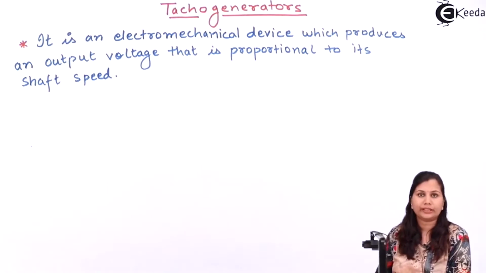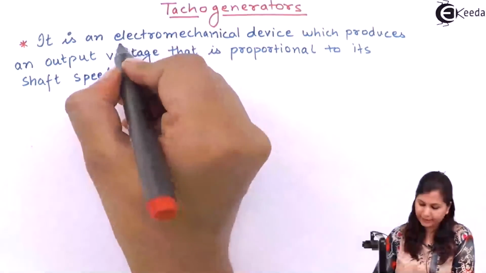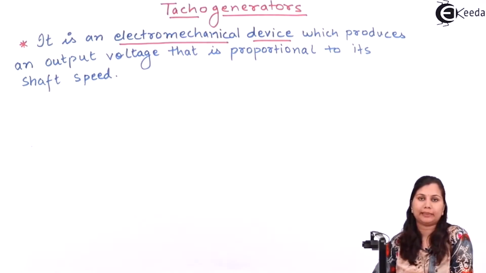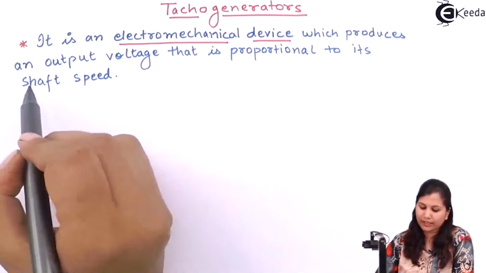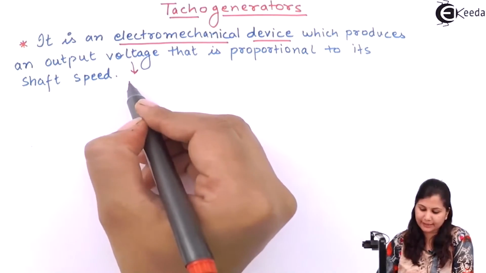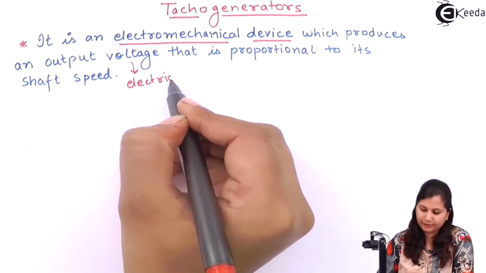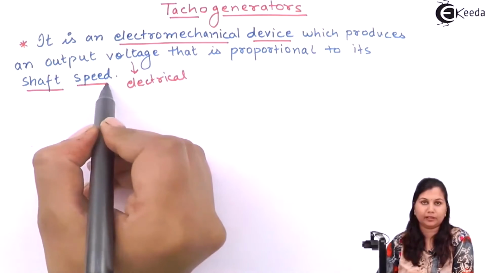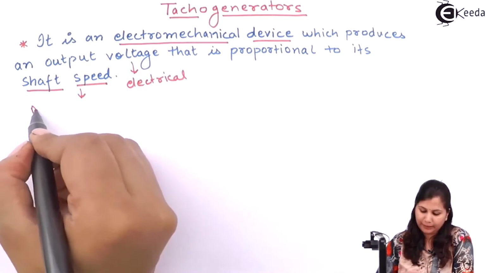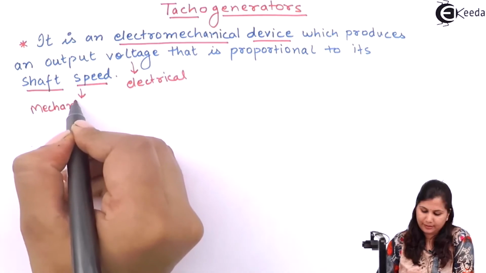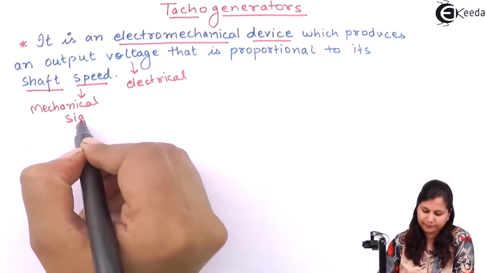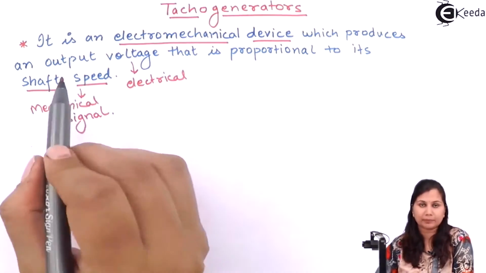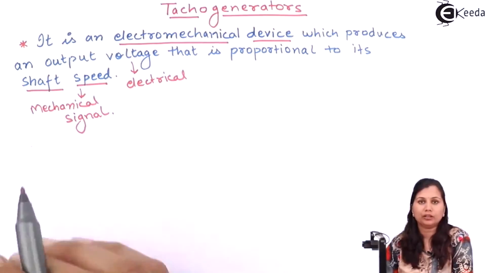So, what is a tacho generator? It is an electromechanical device. Electromechanical means that it is dealing with both the electrical and mechanical signals, and it is producing an output voltage. Voltage is the electrical signal, and this output voltage is proportional to the shaft speed. Speed will be the mechanical signal. So what it is basically doing is converting the shaft speed in a proportional way into a voltage.